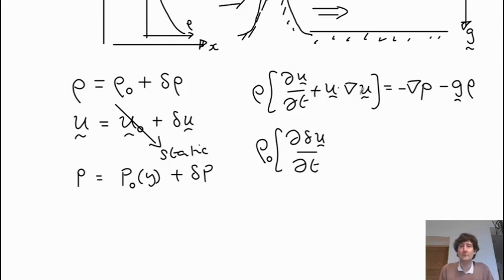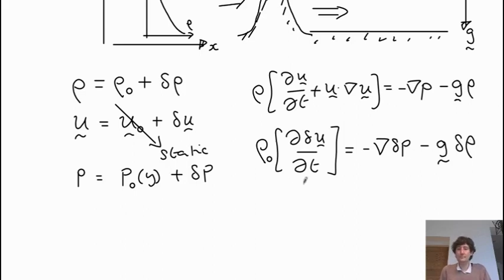Here we end up with essentially nothing because there's no equilibrium flow, and so the u naught dot grad delta u terms all cancel out, as that actually goes to 0. Then here we have the equilibrium part and the perturbed part, so the equilibrium part cancels out with all the other equilibrium parts, so delta p goes here. And then here, g is obviously a constant, and rho is a perturbed quantity, so we have g times delta rho. Okay, so that's the linearized equation we're going to solve.